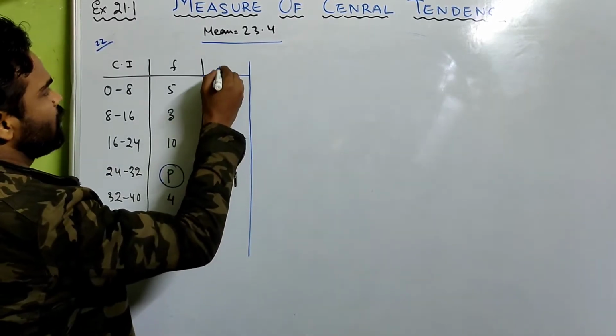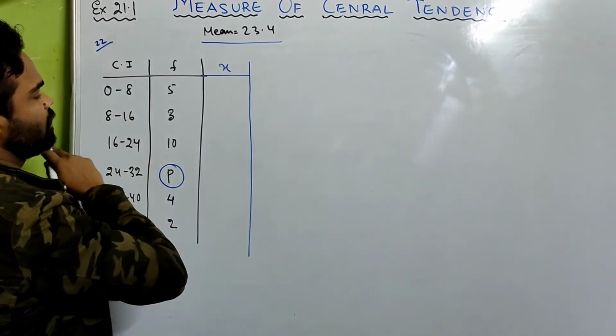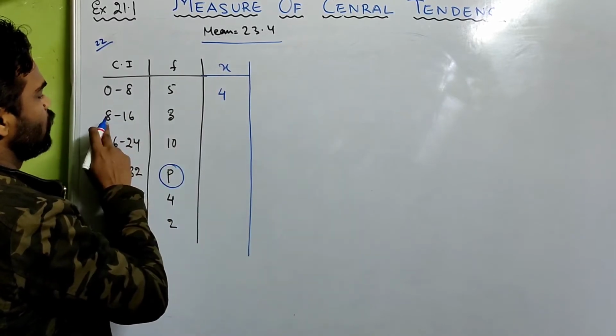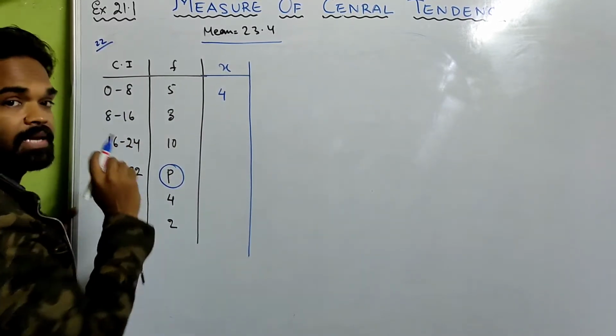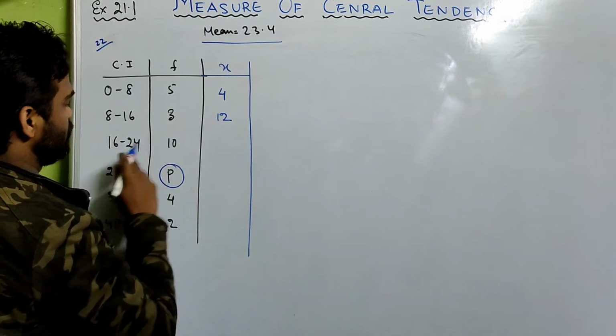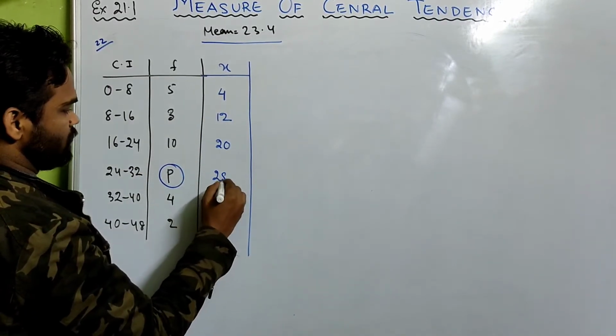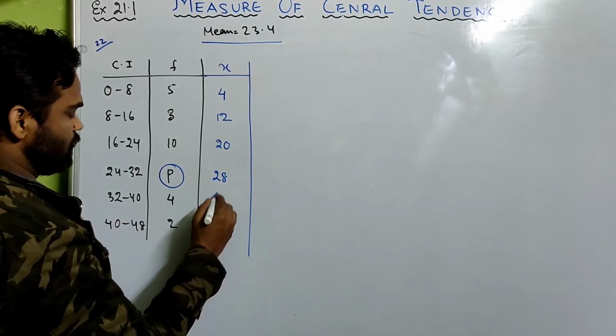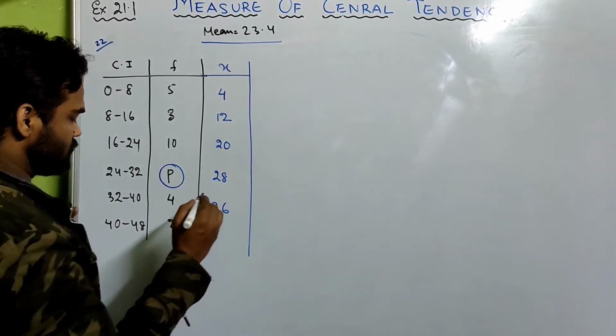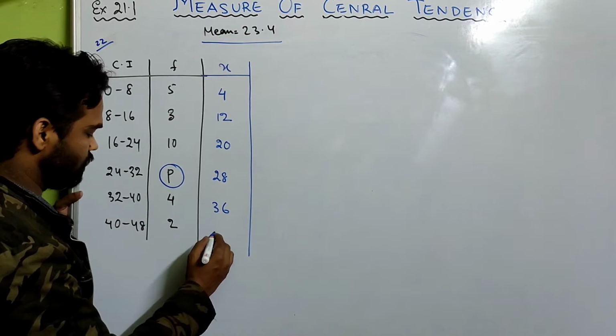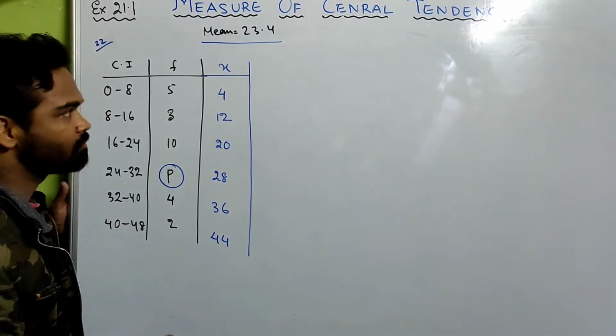Okay, first for x. X is what? Lower limit plus upper limit divided by 2. That's 4. Okay, then 16 plus 8, that's 24, 12. This is 40, so 20. So next will be 28. Next will be 36, isn't it? Next will be 44. Done.